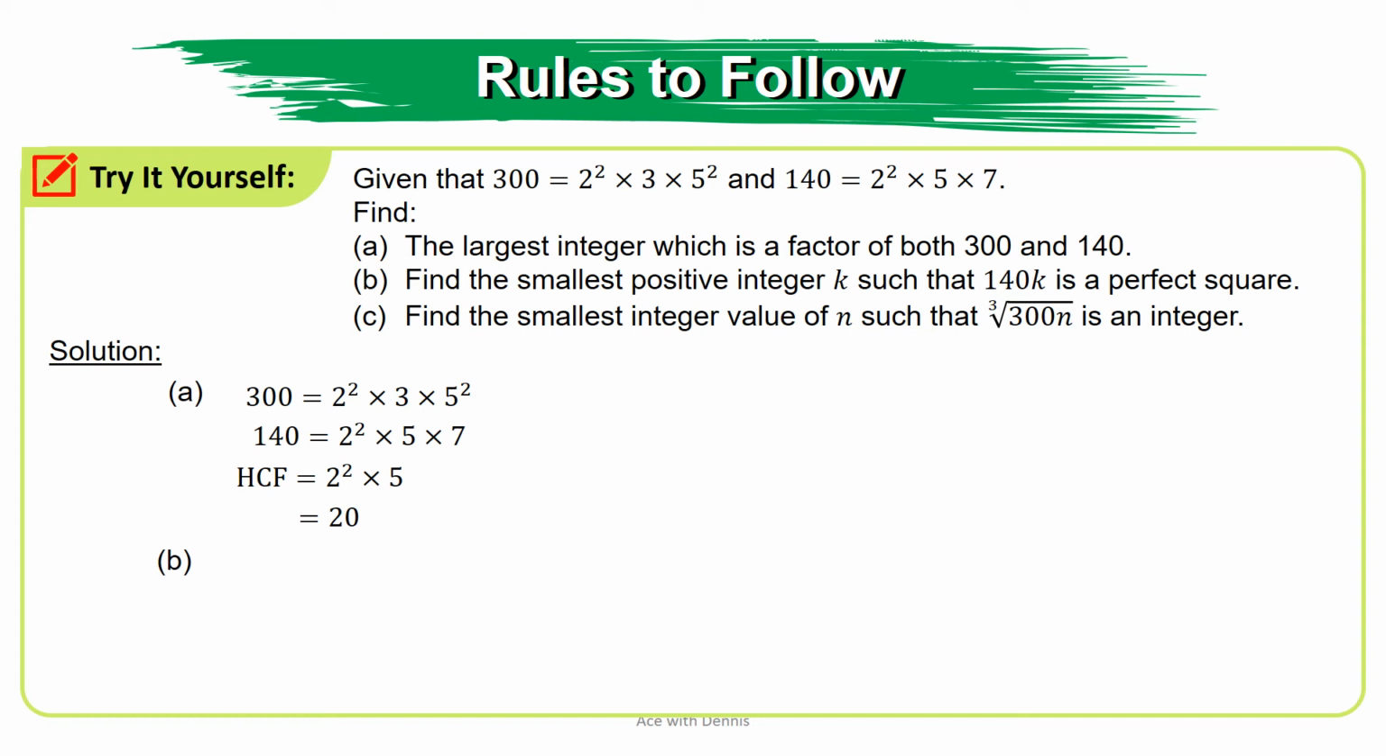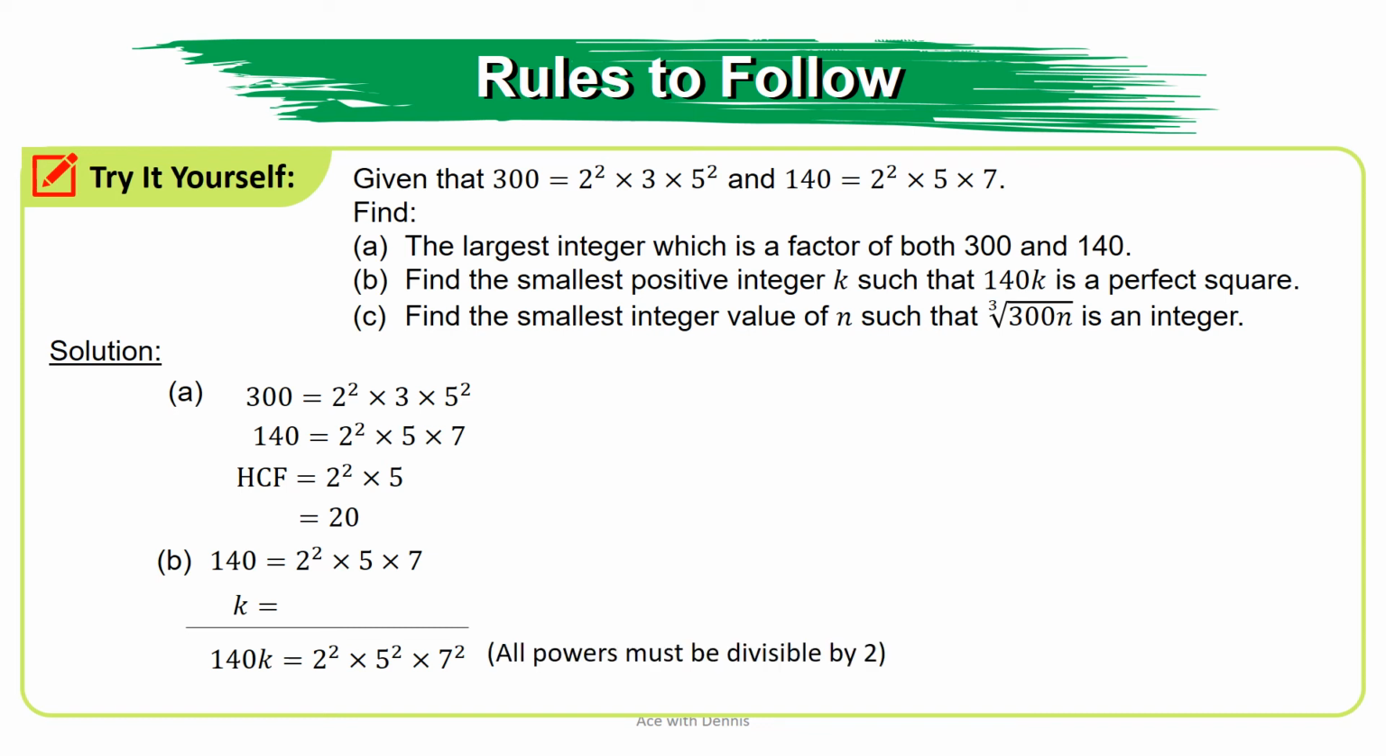For B, find the smallest positive integer k such that 140k is a perfect square. We know that 140 equals 2 square times 5 times 7. Multiplied by k, we get 140k, we get 2 square times 5 square times 7 square, because all the powers must be divisible by 2 as the whole value is a perfect square.